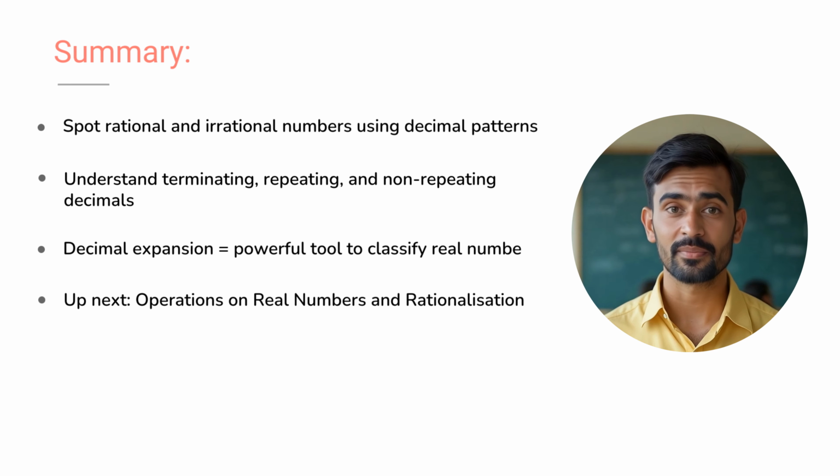Let's wrap it up. In this lesson, we learned that real numbers can be understood by looking at how their decimals behave. If a decimal ends or repeats, it's a rational number. If it never ends and never repeats, it's irrational. These decimal patterns help us identify and classify numbers and even convert them back into fractions. So whether a number stops, loops, or runs wild, its decimal tells the whole story. Up next, we'll explore how to operate with real numbers and simplify expressions like a pro.